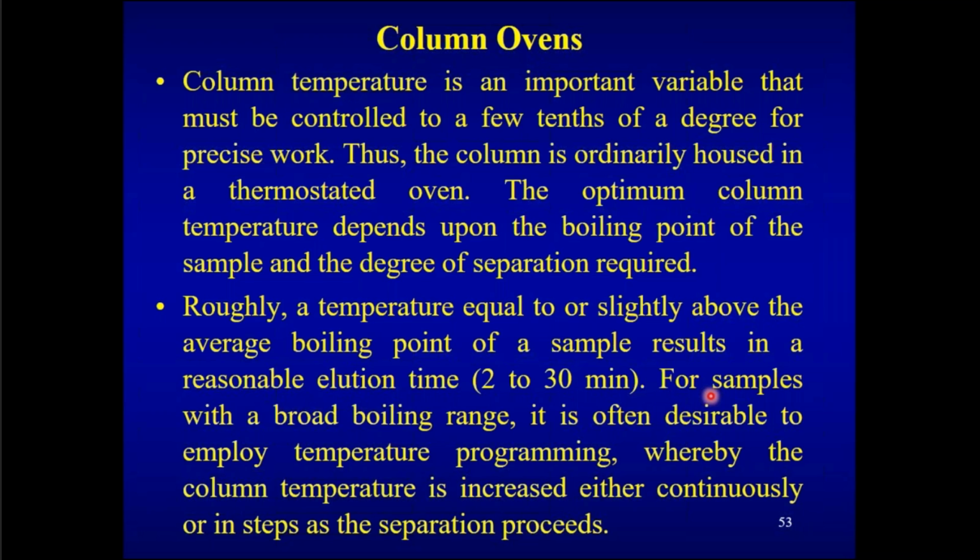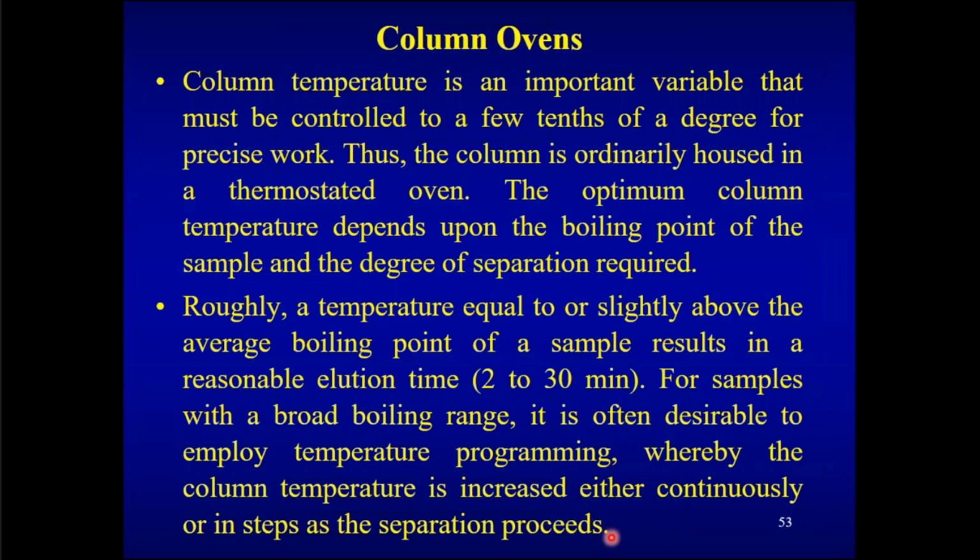For samples with a broad boiling range, it is often desirable to employ temperature programming, whereby the column temperature is increased either continuously or in steps as the separation proceeds. I told you about temperature program GC when we saw about the modification. So if your unknown sample has a large number of components and the components have varying boiling points, then you will have a broad boiling point range.